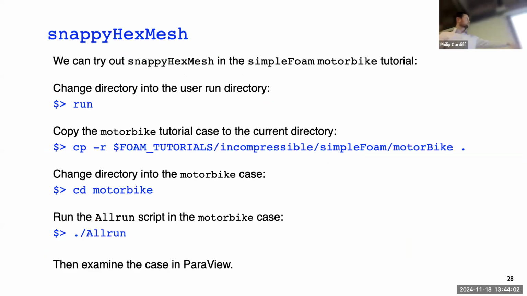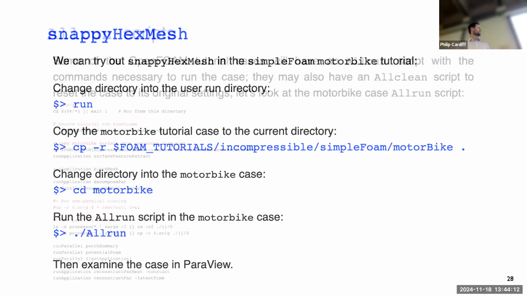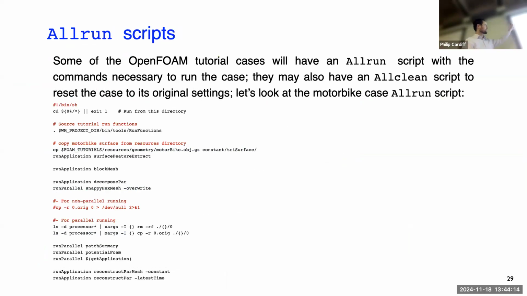But to run it, you go to run, copy the foam tutorials incompressible simpleFoam motorbike, copy it to your current directory, cd into it, and then just run the Allrun script. So ./Allrun will execute the Allrun script. If we look at the Allrun script, what's it doing? First thing, it's just copying. The little motorbike man is actually stored somewhere in OpenFOAM, so it copies it into the case in the first place.